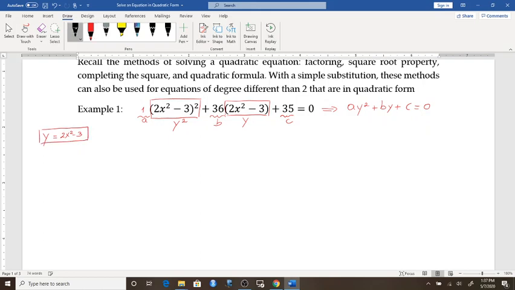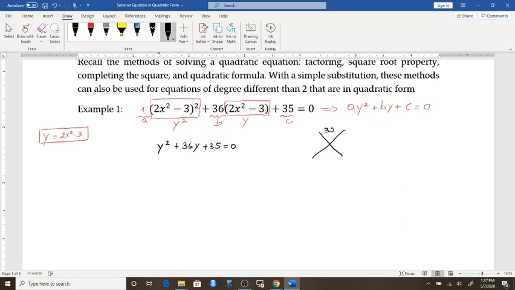Alright, so now what we can do is rewrite this as a quadratic equation, which is 1y squared, so just write down y squared. The b is 36, so I'm going to keep 36, and then we have y plus 35 equal to 0. So that's a quadratic equation that we know how to solve in terms of y. We can use factoring in this case. If not, we would use the quadratic formula or completing the square. But in this case, factoring will work.